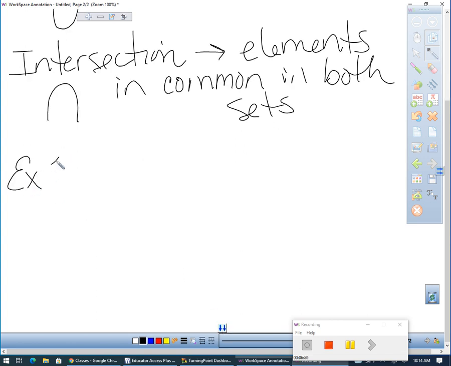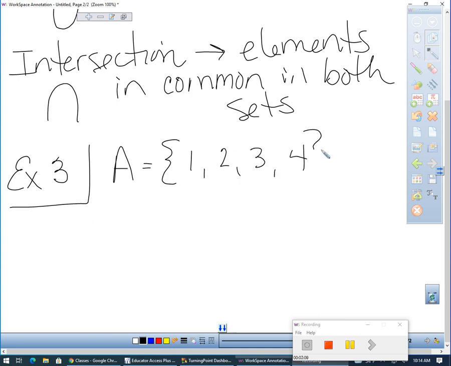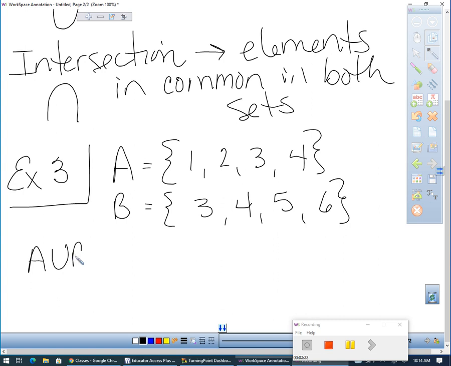So, example number 3. If I tell you set A is 1, 2, 3, 4, and set B is 3, 4, 5, 6, first thing I want to know, what is A union B? So A union B means I want everything from both of them. We want to put them in the right order. And if they're in both, you only want to write it once. So the union of the 2 sets is 1, 2, 3, 4, 5, and 6. Includes everything.